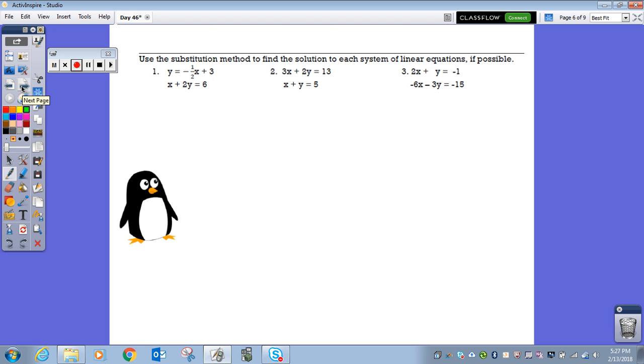For problem number 1, we're going to use the substitution method. Again, it doesn't matter which equation we choose to start with here.